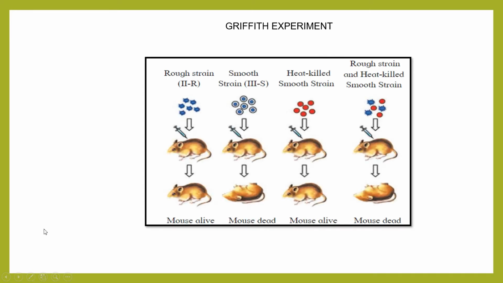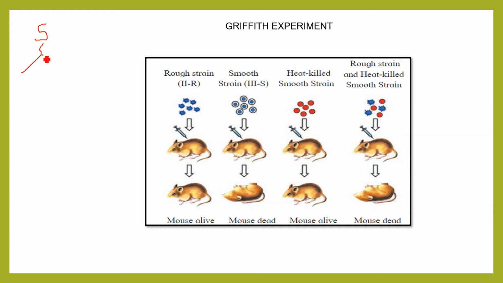The scientist Griffith has actually played a very important role in determining this experiment and concluding that DNA is responsible for the transforming principle. So let's understand what Griffith did. Now Griffith basically worked with the two strains of bacteria which causes the pneumonia. This bacteria, that is the Streptococcus pneumoniae, has two strains.